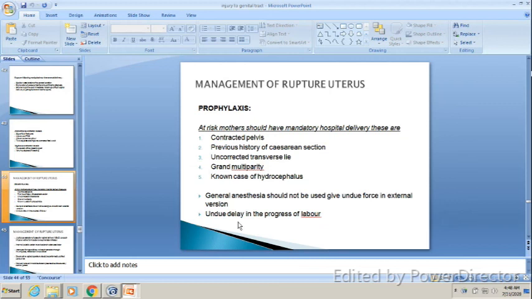What prophylaxis will you do to prevent rupture of uterus? An at-risk mother should have mandatory hospital delivery: contracted pelvis, previous history of scar, uncorrected transverse lie, grand multipara, known case of hydrocephalus of baby. General anesthesia should not be used, avoid undue force in external version and undue delay in progress of labor.